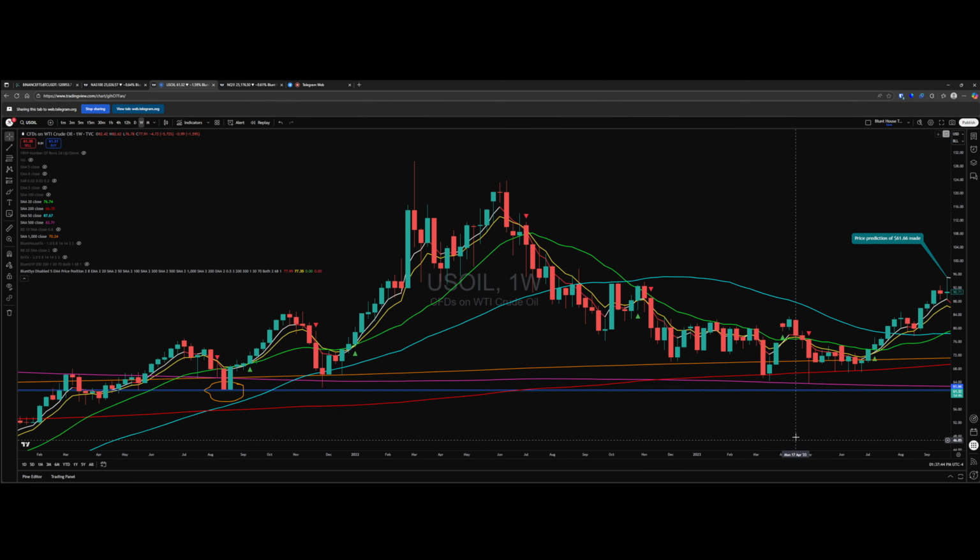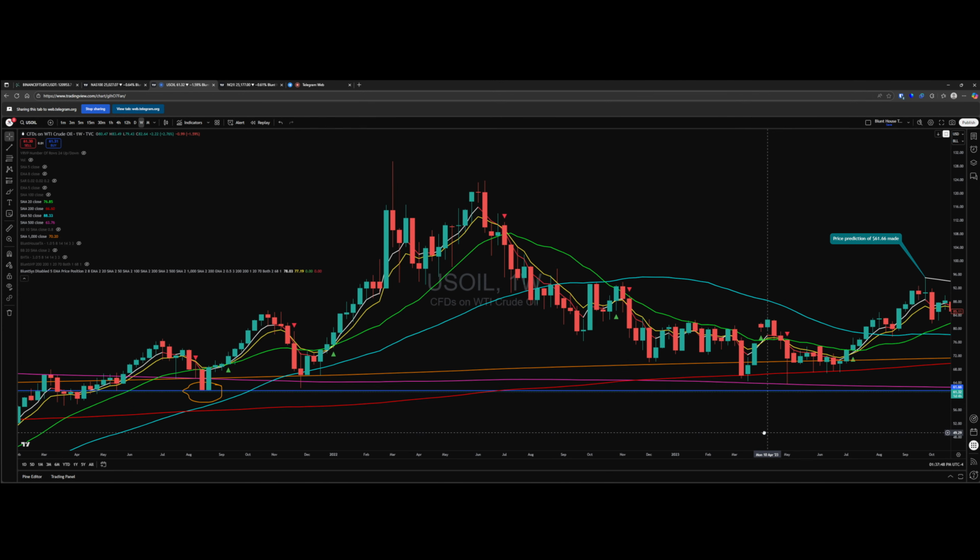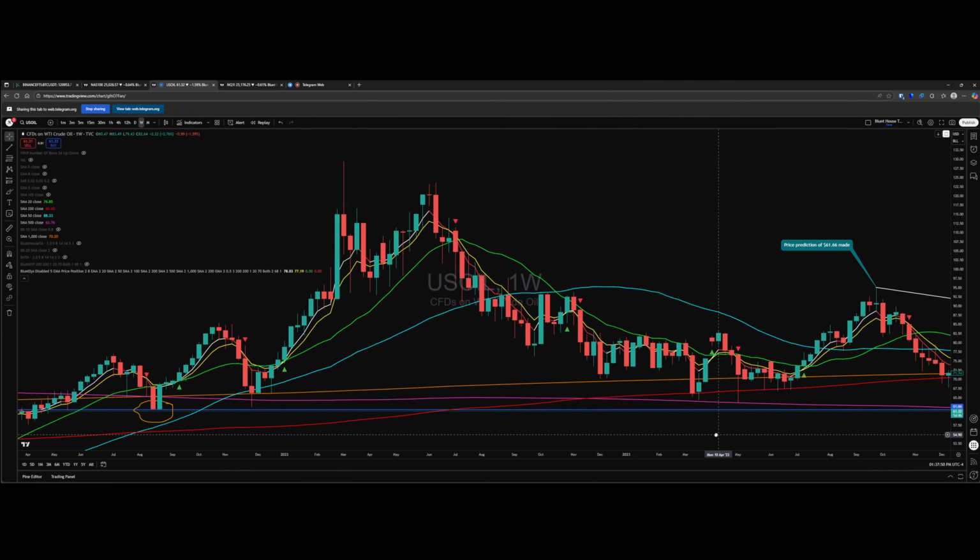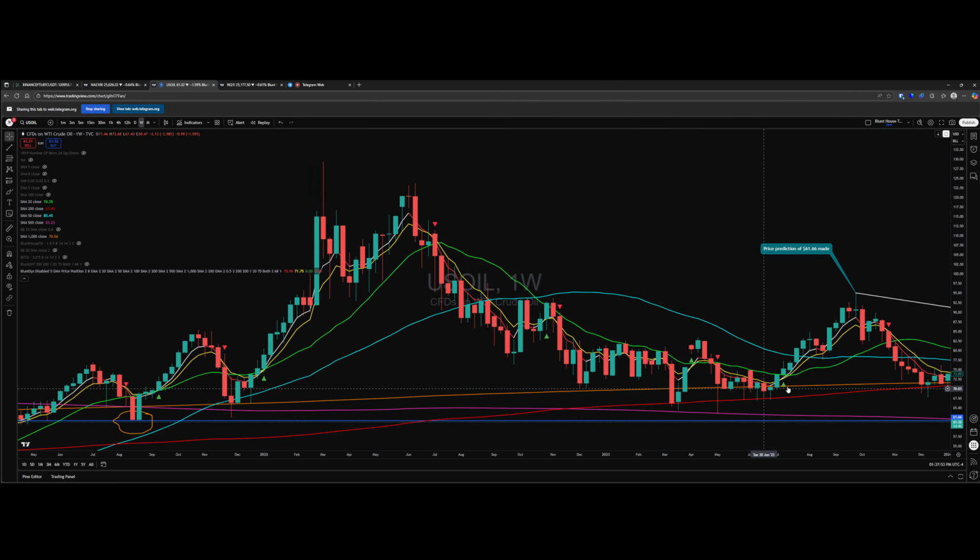It does. This is a weekly. It could have been a 5-minute or a 15-minute. I don't care. And there goes price. 1,000-day moving average is how many years on a weekly chart? It's probably like 20 some odd.